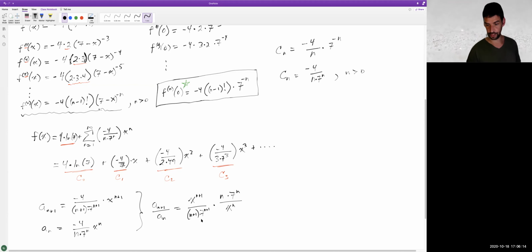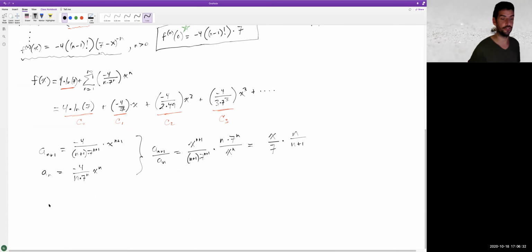Now looking at this, we can do some more simplification. X to the n plus 1 over x to the n gives me an x. 7 to the n over 7 to the n plus 1 gives me a 7. And then we've got n over n plus 1. Okay, that is our quotient of terms.